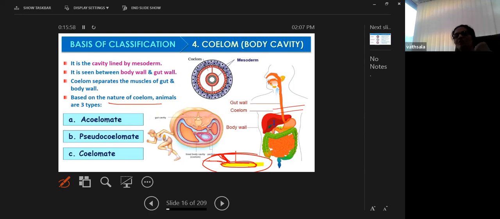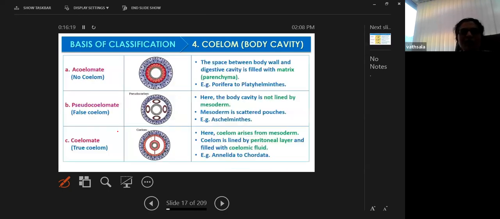Now how these coelom are formed, whether it is present or not. Suppose the organisms have no coelom, they are acoelomate. Have coelom, coelomates. But there are some organisms which have coelom but not a true one. They are called pseudocoelomates. So what is that actually about coelomate?